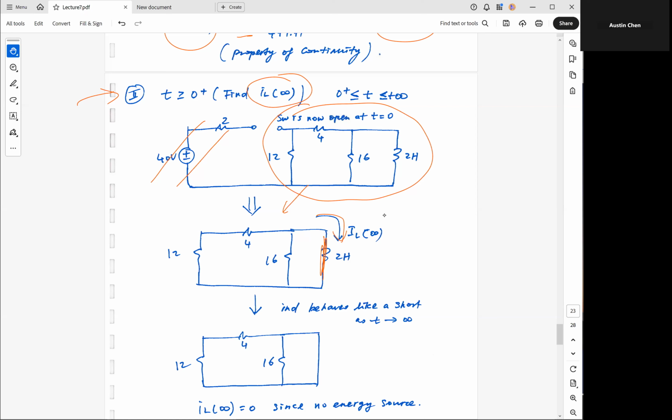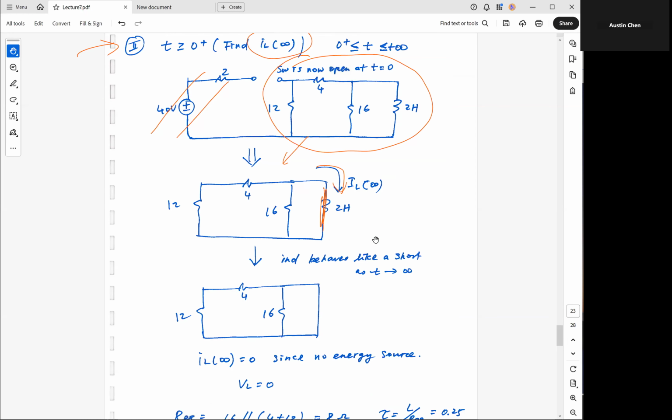By the same token, if you recall in one of the earlier examples, there is no energy source. If there's no energy source, then IL at infinity is equal to zero. Since there is no input excitation, no voltage source nor current source, IL at infinity is equal to zero.